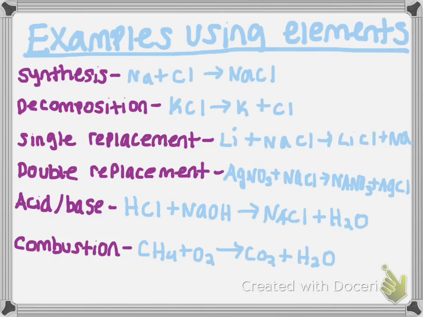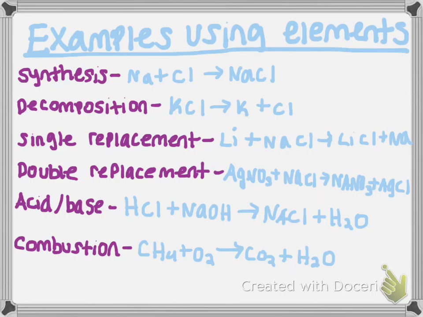Examples using elements would be down here for the 6. Synthesis, an example using elements would be Na plus Cl ends up creating NaCl, so they're combining. Decomposition would be KCl ends up being K plus Cl, so it starts combined and then it breaks down into K and Cl. Single replacement would be Li plus NaCl ends up creating LiCl plus Na, so Li is replacing Na to be with Cl, and Na ends up being on its own.